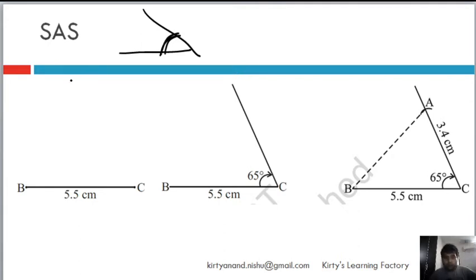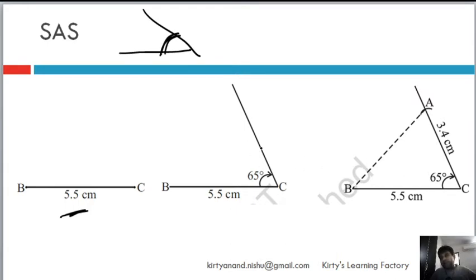So let's see. Let's first start drawing. So first I have a side of length 5 centimeter. I have drawn it like this. I am calling it side BC. Now the angle C is 65 degrees. I have drawn it.